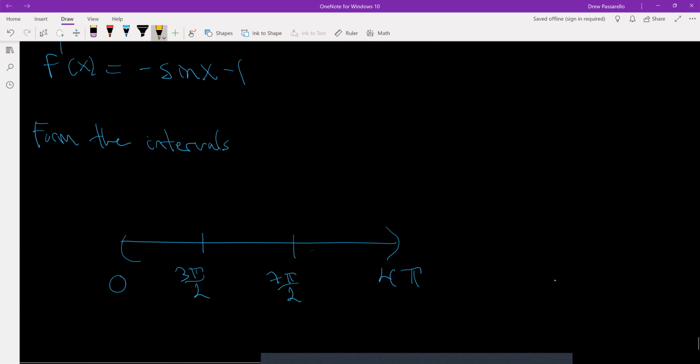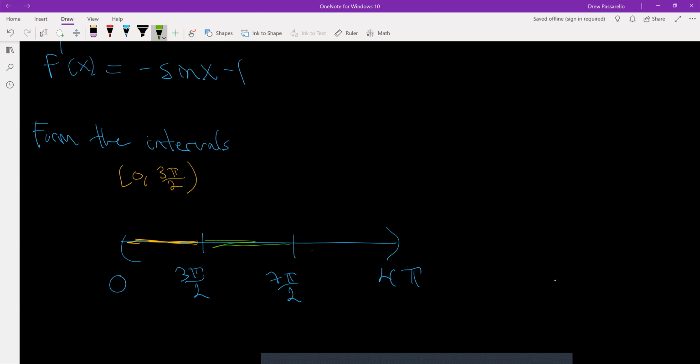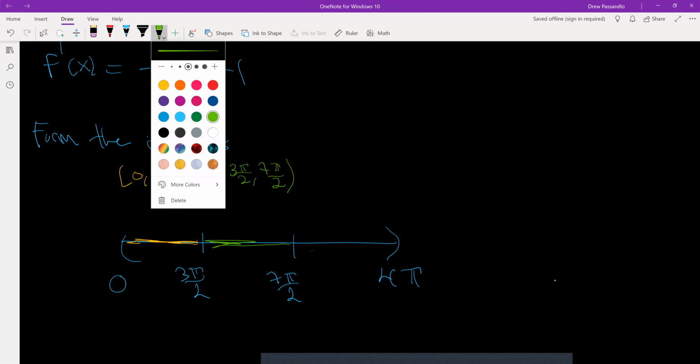So we have the following intervals. We have the interval that goes from 0 to 3 pi over 2. And then we got the interval that goes between 3 pi over 2 and 7 pi over 2. And then last we have 7 pi over 2 to 4 pi.